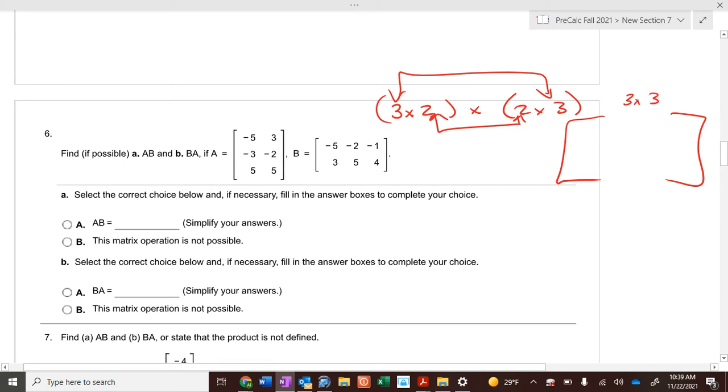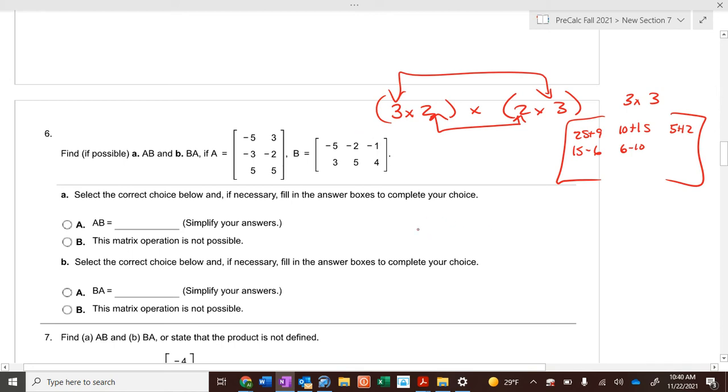Okay. First row, first column, we get 25 plus 9. First row, second column, we get 10 plus 15. First row, third column, we get 5 plus 12. Second row, first column, 15 minus 6. Second row, second column, 6 minus 10. Third row, third column, and so on. Okay? You get the gist, right?